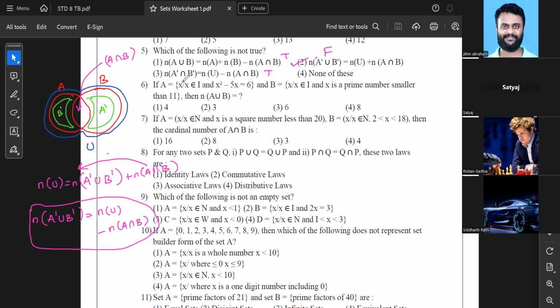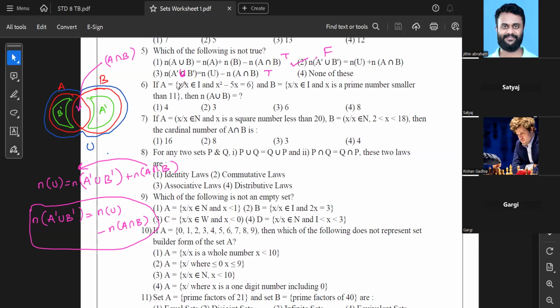What is this? A intersection U. Oh, wait. Sorry. This is a printing mistake, I believe. This should be union. It's a printing error. Yes, sir, it's exactly the formula which you wrote: the cardinal number of A complement union B complement is equal to N universal. Correct.